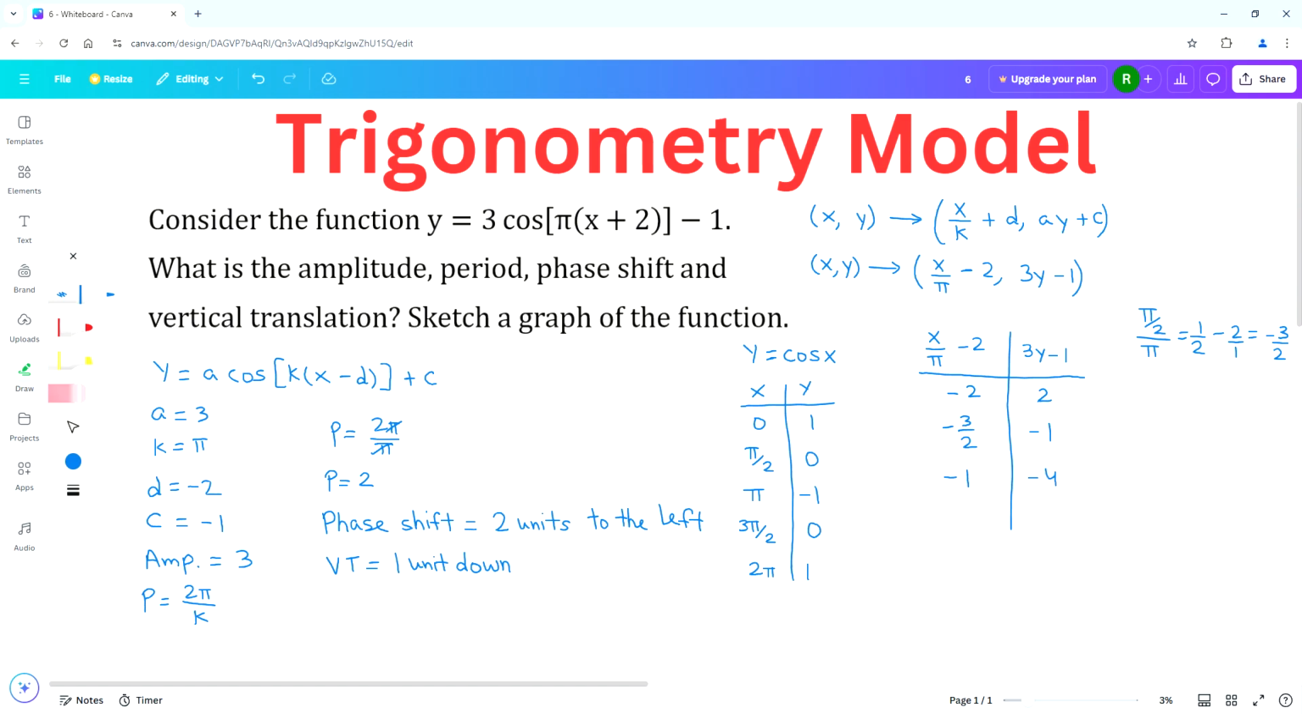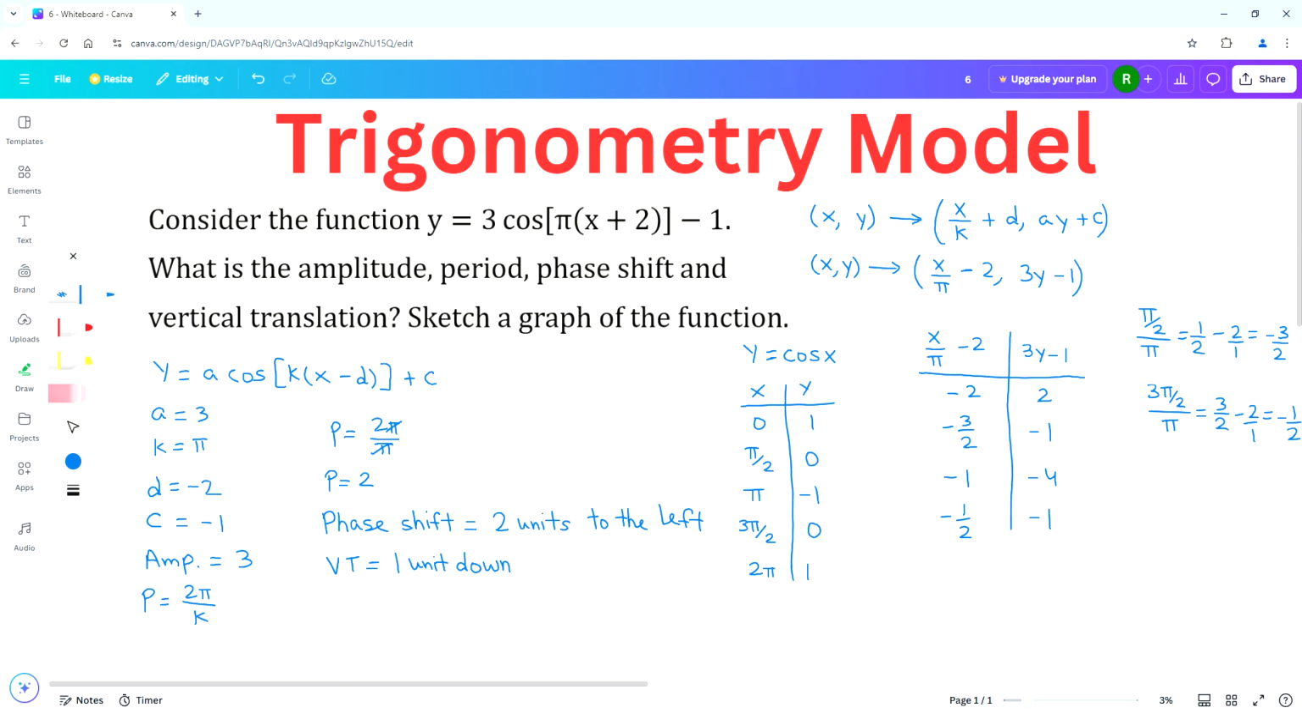The next x value is 3 pi over 2. 3 pi over 2 over pi is equal to 3 over 2. Three over 2 minus 2 is equal to negative 1 over 2. The common denominator is 2. So that's how we get negative 1 over 2. The y value is 0. 3 times 0 minus 1 is equal to negative 1.